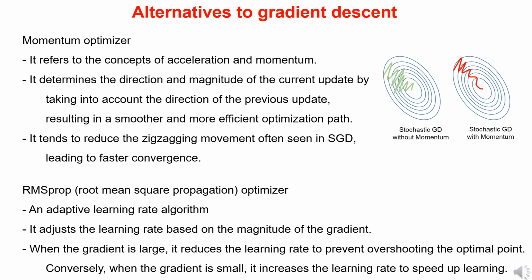Next, let's take a look at the RMSprop algorithm. RMSprop is an adaptive learning rate algorithm that adjusts the learning speed based on the magnitude of the gradient. When the gradient is large, it reduces the learning rate to avoid overshooting the optimal point. On the other hand, when the gradient is small, it speeds up the learning rate to reach the optimal point more quickly. You can imagine it like a ball rolling down a slope. It moves slowly on steep slopes and faster on gentle slopes.